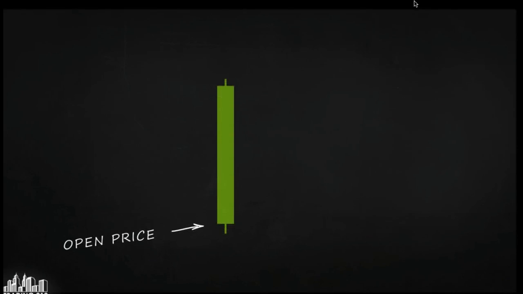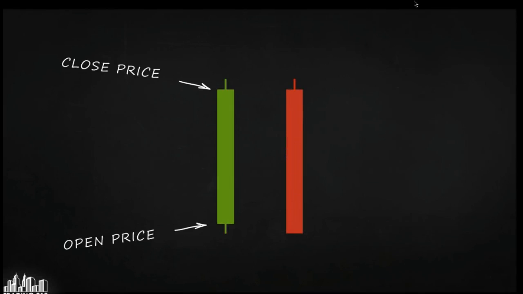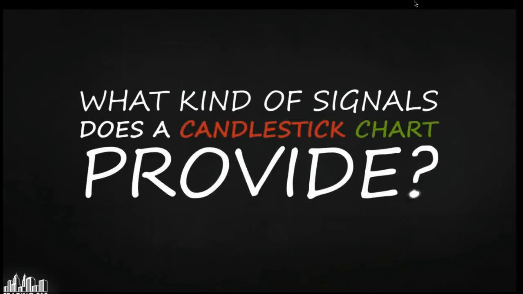We see a green candle when the open price is lower than the close price. If the price closes lower than it opened, then the candle is red. As simple as that. What kind of signals does a candlestick chart provide?